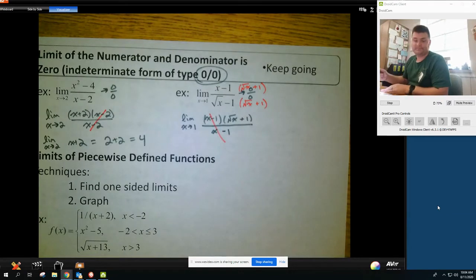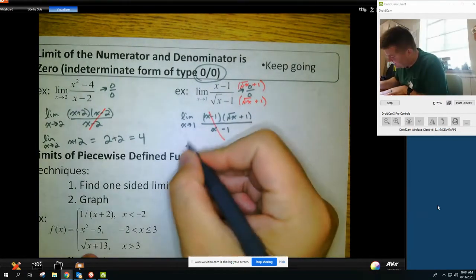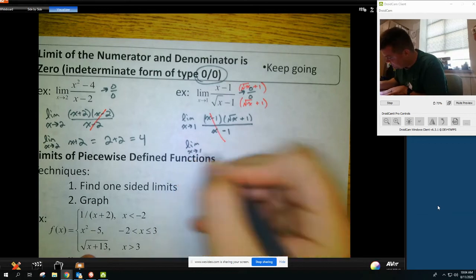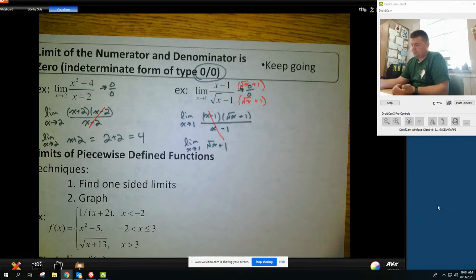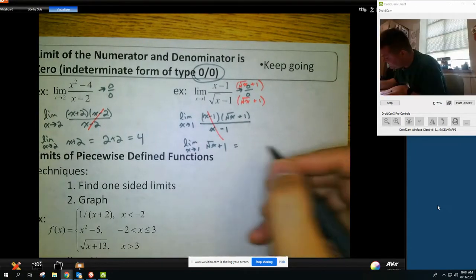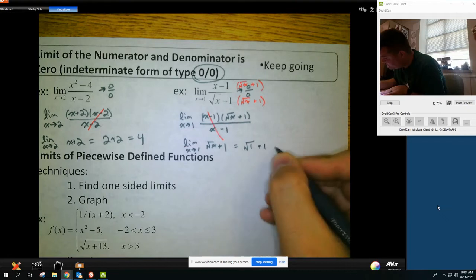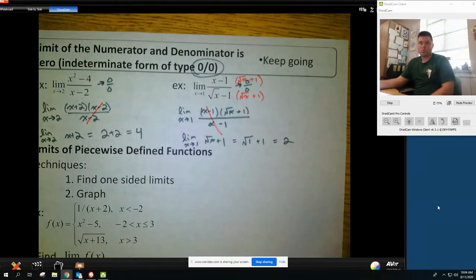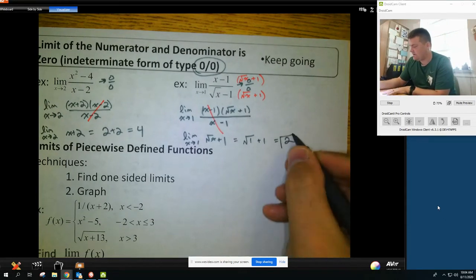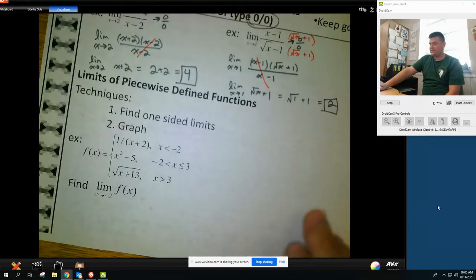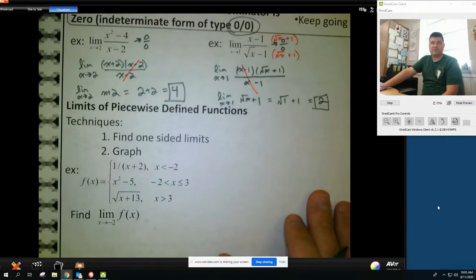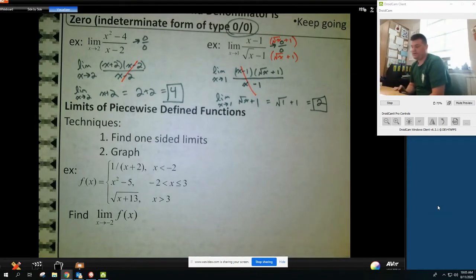See you later. So you're going to get the limit as x approaches 1 of root x plus 1. And now you are ready to plug in the 1. So you're going to get root 1 plus 1, which is 2. And I will box up my answers. And that's pretty much the fast and quick way of explaining algebraic limits. There are more situations, but as you encounter them, you'll just have to figure something out to take care of them.